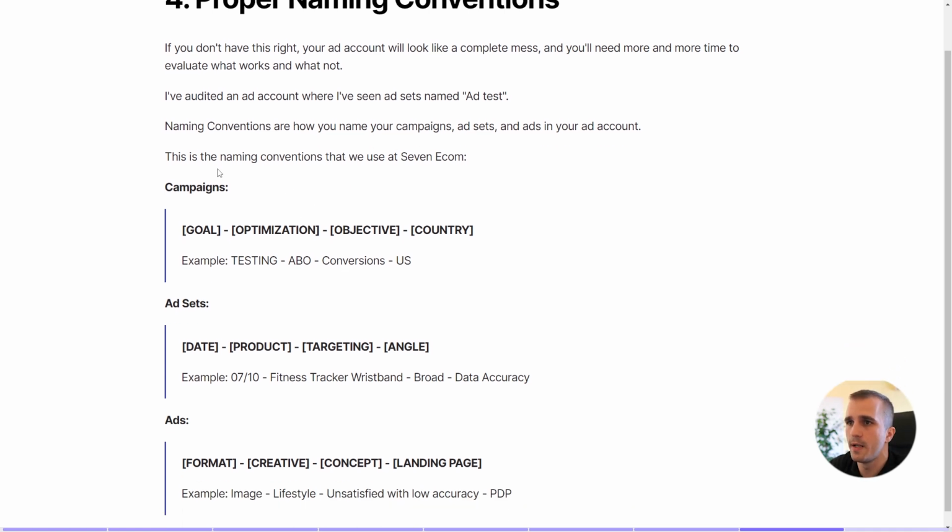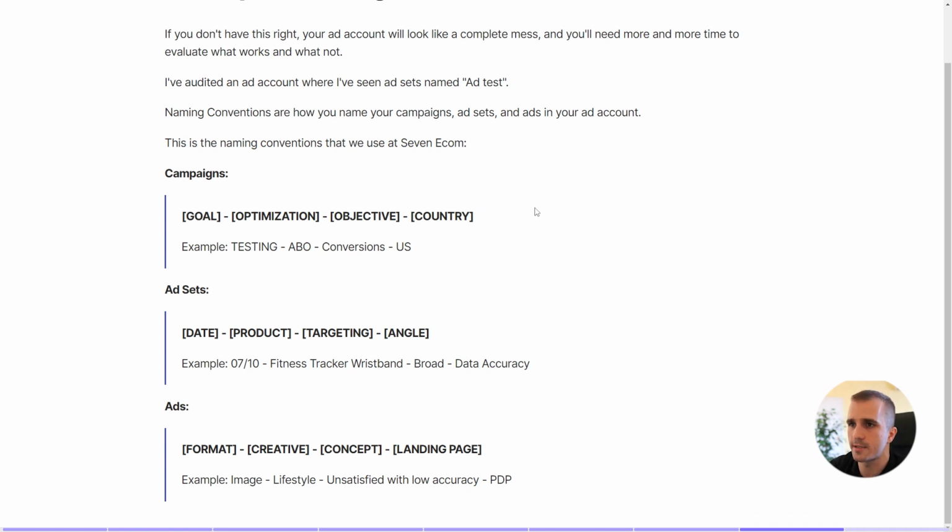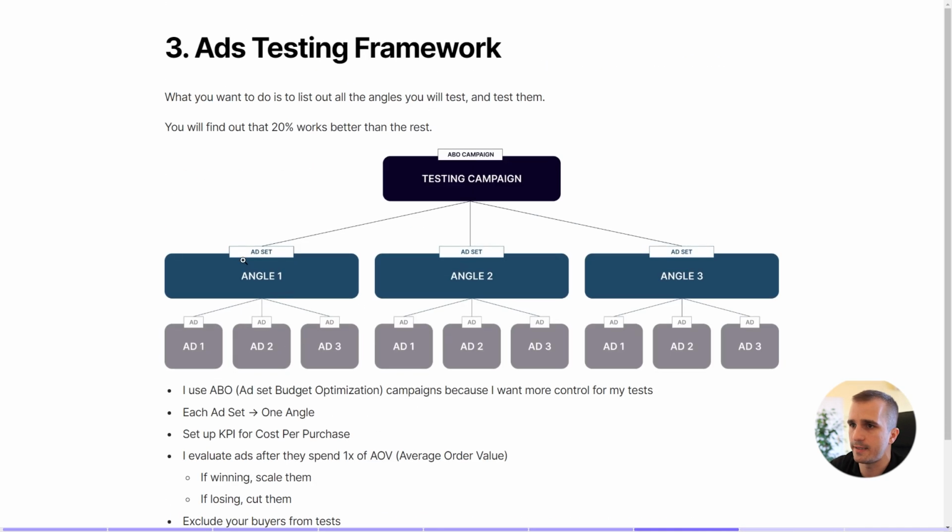Naming conventions are basically how you name your campaigns, how you name your ad sets and the ads in your ad account. So this is the naming convention that we use at the Seven Ecom. You can just screenshot it and use it for your ad account. This will really help you with having a way more organized ad account structure, so that when you're running your campaigns you will see what angle works better and what not.